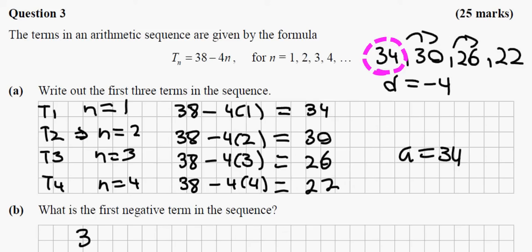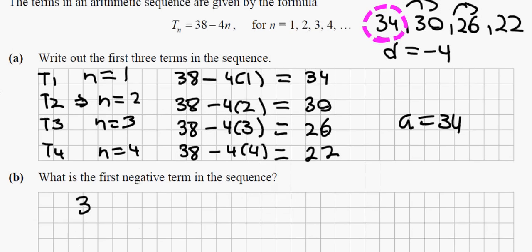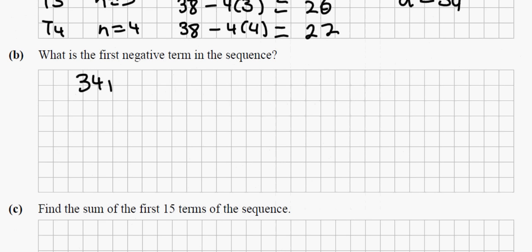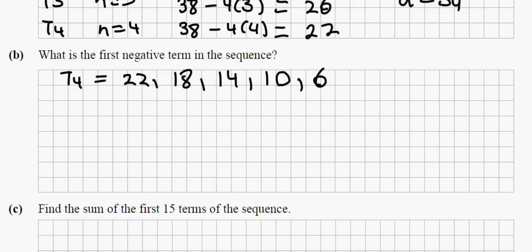Okay, next question. What is the first negative term in the sequence? What we can do here is write down all the numbers. So we know that T4 is 22. Just keep taking away 4 until you reach the first negative number, which is minus 2. So this one here is T4, that's T5, this one's T6, this is T7, that's T8, this is T9, T10. It's the 10th term. So T10 is minus 2.